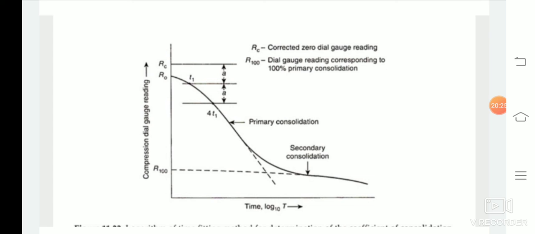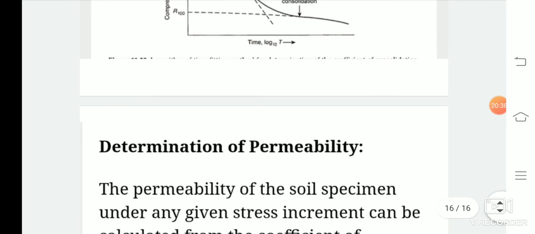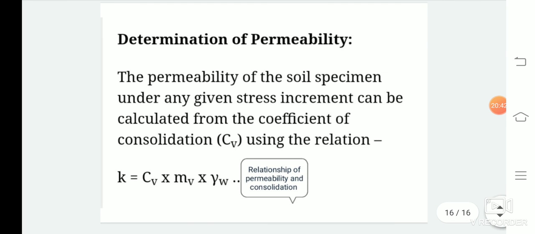This logarithmic time fitting method requires the time dial gauge readings in the secondary consolidation range beyond 100% degree of consolidation. And lastly, how to determine the permeability of the soil. So, from the consolidation test, not only can we easily find out the void ratio change or the coefficient of consolidation, we can also determine the permeability of the soil.